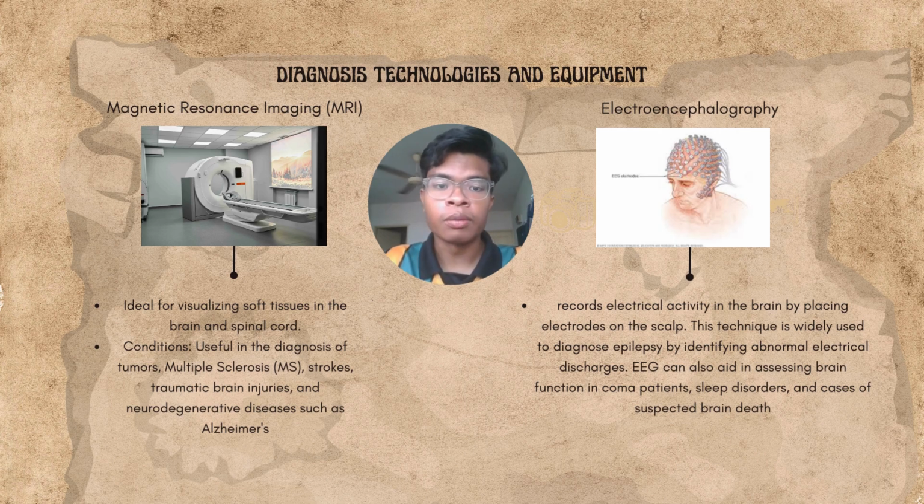Now, the second equipment is called electroencephalography, which records electrical activity in the brain by placing electrodes on the scalp, as you can see from the picture. This technique is widely used to diagnose epilepsy by identifying abnormal electrical discharges. EEG can also aid in assessing brain function in coma patients, sleep disorders, and cases of suspected brain death. This equipment is really useful for doctors to know what type of injuries and diseases we have.